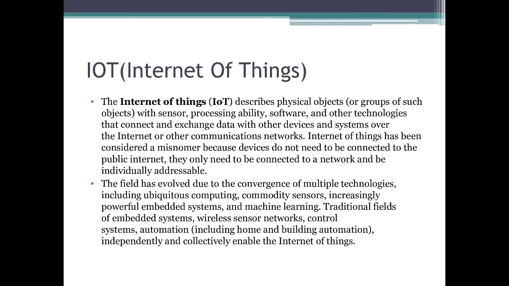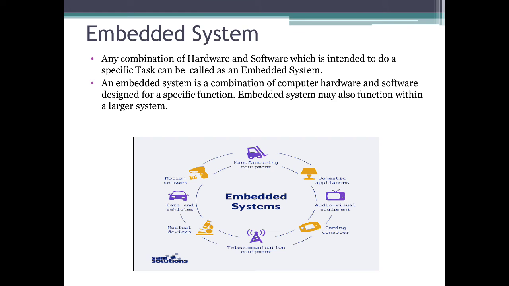Internet of Things has been considered a misnomer because devices do not need to connect to the public internet. They only need to be connected to a network and be individually addressable. The field has evolved due to the convergence of multiple technologies, including computing, communication, sensors, increasingly powerful embedded systems, and machine learning. Traditionally, the fields of embedded systems, wireless sensor networks, control systems, and automation, independently and collectively enable the Internet of Things.